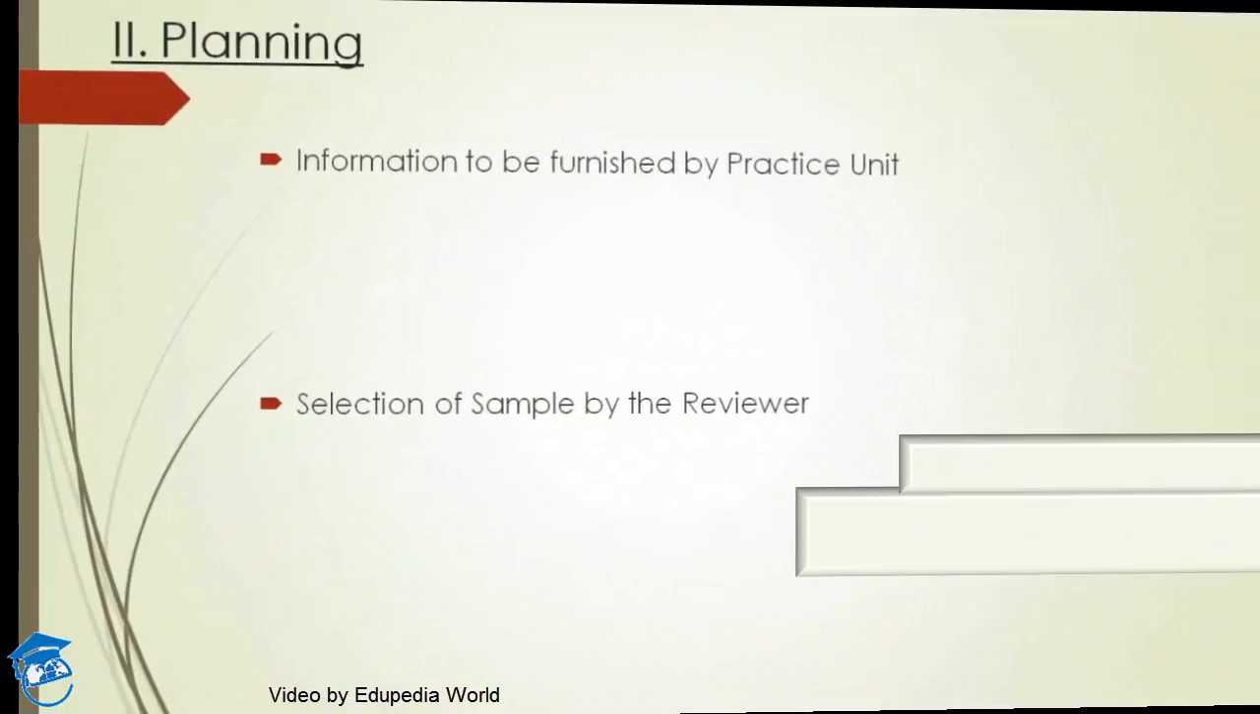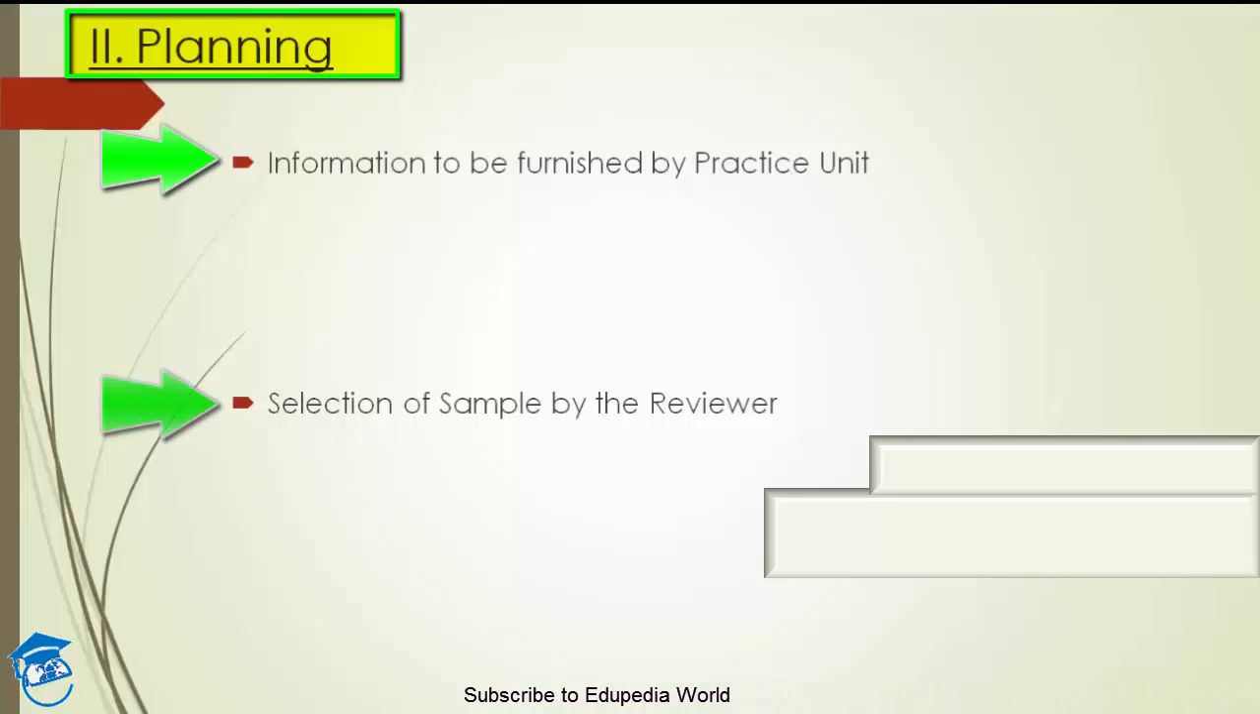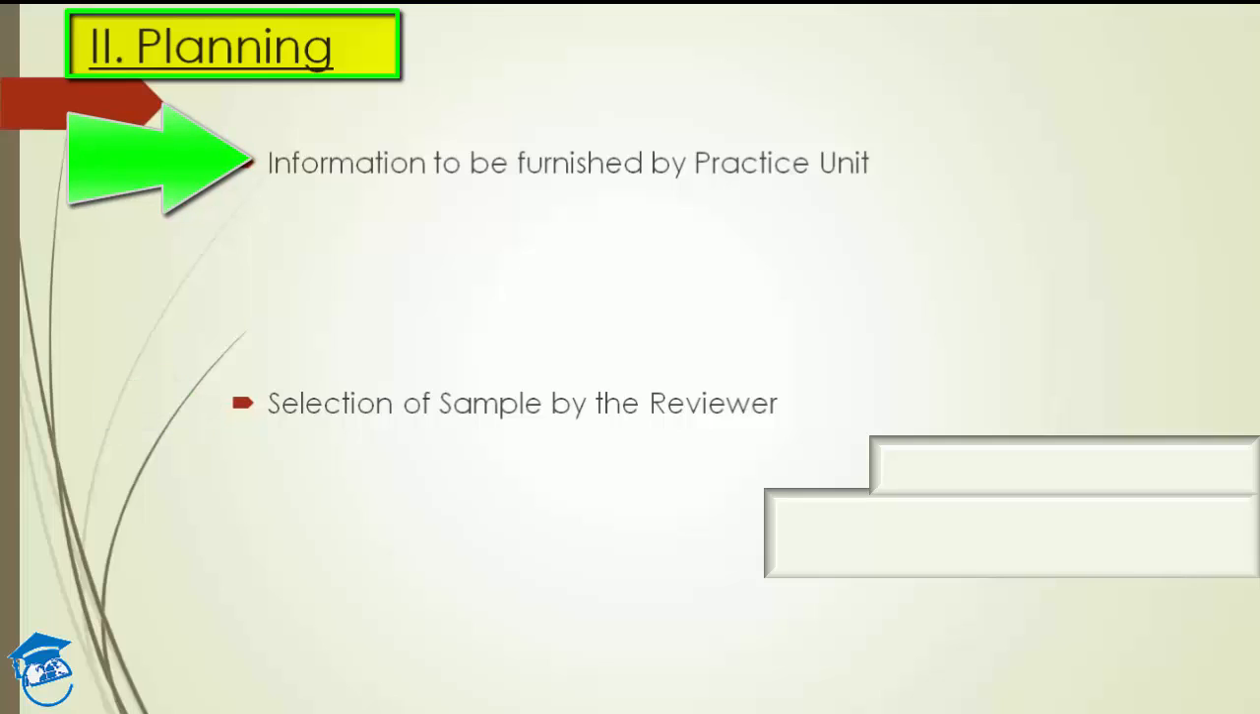The second stage is the planning. What will be included under planning? So the planning phase is divided into 2 aspects. Number 1, information which is required to be furnished by the practice unit. And number 2, selection of sample by the reviewer. So let's understand the first part, that is the information which is required to be furnished by the practice unit.